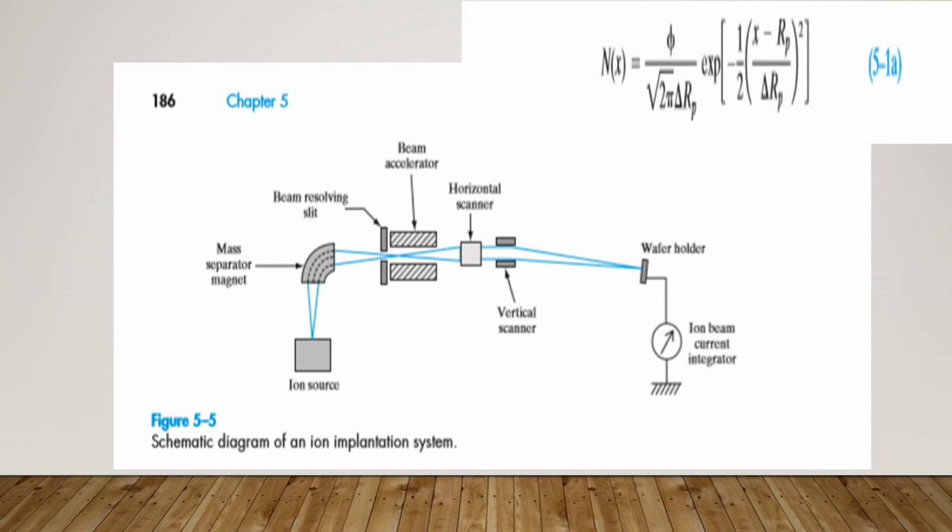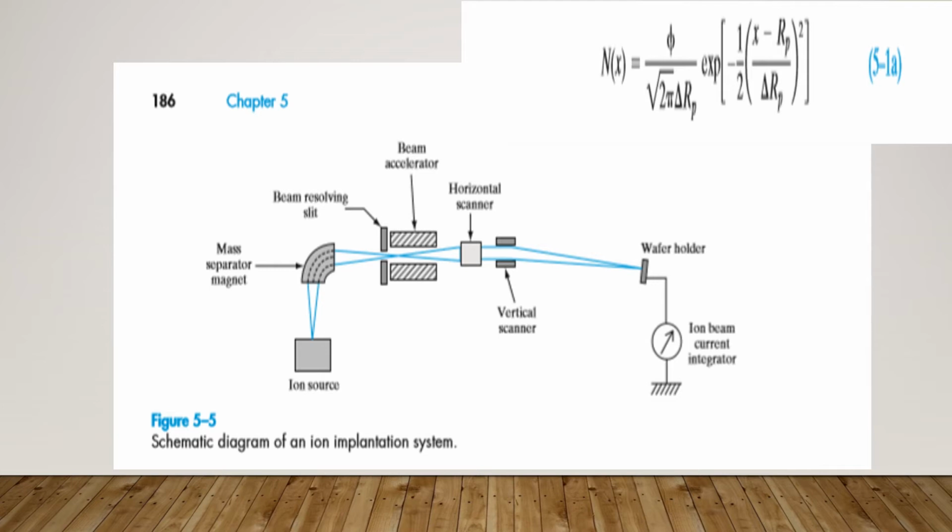Now here the system is the same, just the figure is different. Here you have the ion source, again the same mass separator, then the beam resolving slit, beam accelerator, horizontal scanner, vertical scanner, and then the wafer, and here you have an integrator which records your ion beam current. So this is the basic assembly of the ion implantation system.